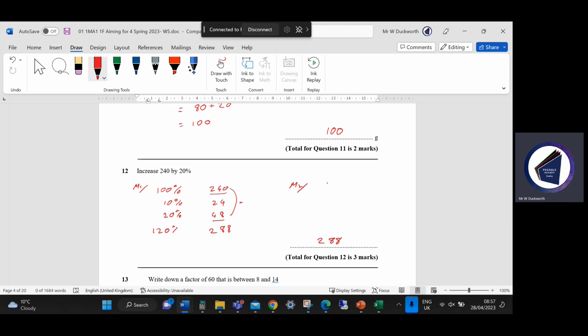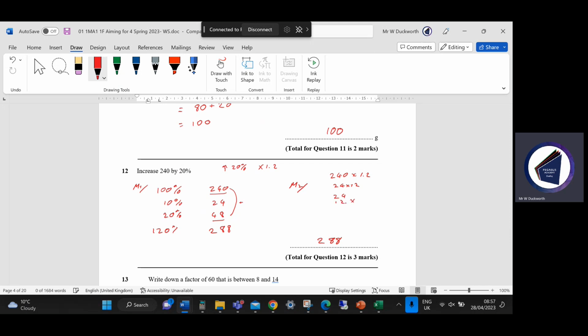Okay, the second method I could have done, if I want 120%, because an increase of 20% is a multiplier of 1.2. So I could have done 240 times by 1.2, which is going to be the same as 24 times by 12. And 24 times by 12, well, let's set it up properly.